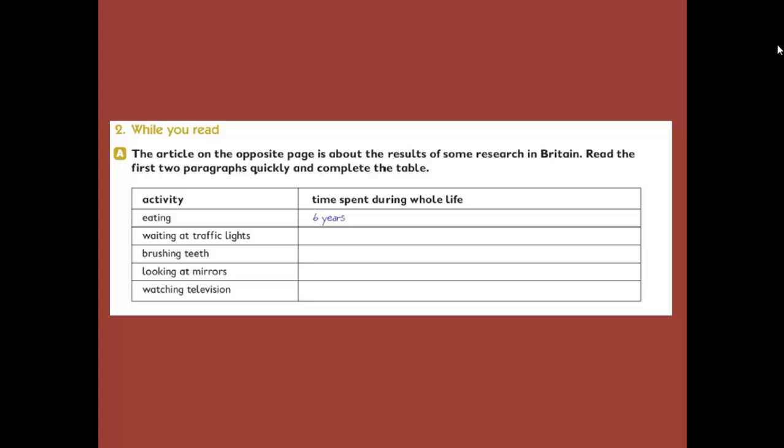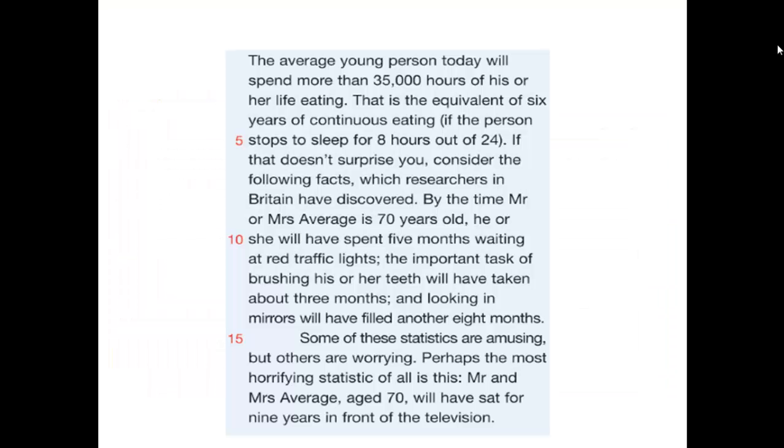But here we have 2 columns. The first one is the activity, and the second one has the title of time spent during whole life. Eating, waiting at traffic lights, brushing teeth, looking at mirrors, and watching television. Now we can't do this. We can't complete the table until we read the first 2 paragraphs. So let's do this task and read the first 2 paragraphs.